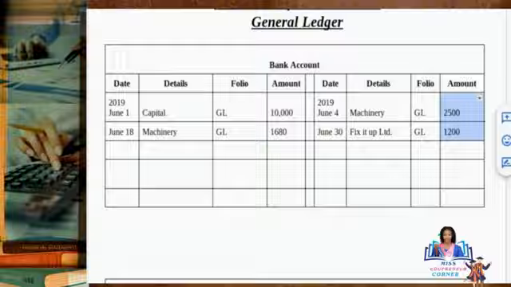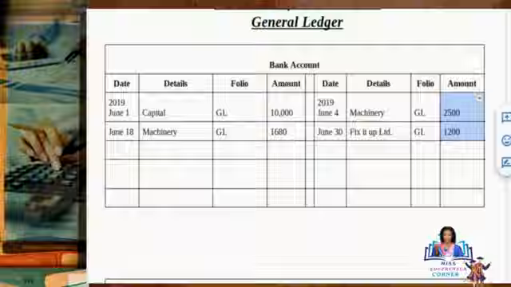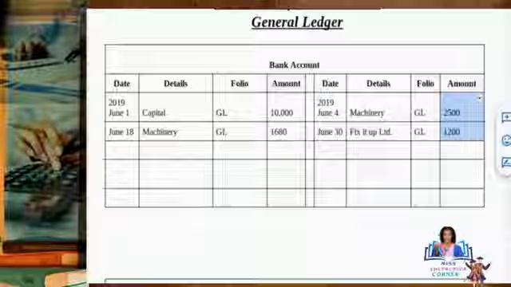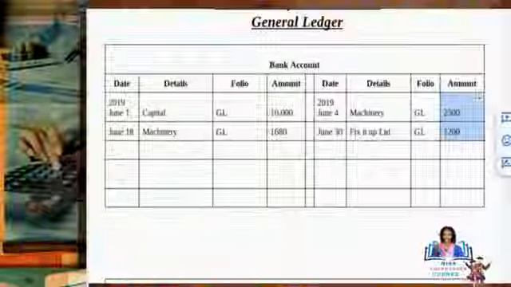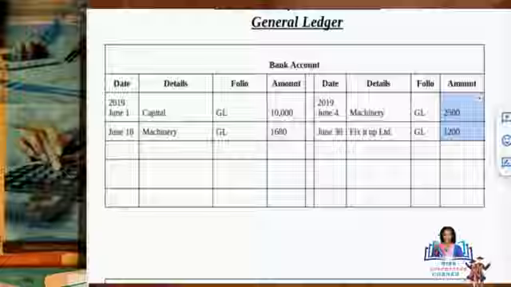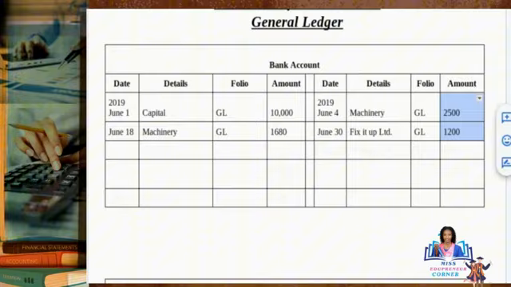Step number 2 says that you're to subtract the smaller side from the larger. So the credit side is the smaller side. So we're to take that $3,700 from the $11,680. So $11,680 minus $3,700 gives us $7,980. That $7,980 is referred to as the balance. So this will be written as our balance CD and our balance BD.